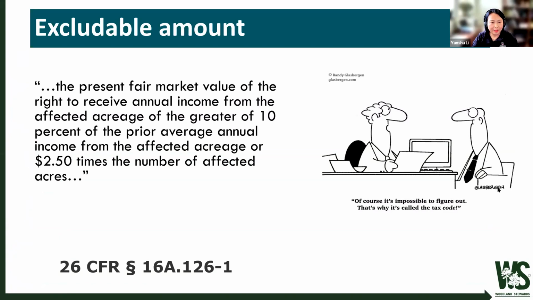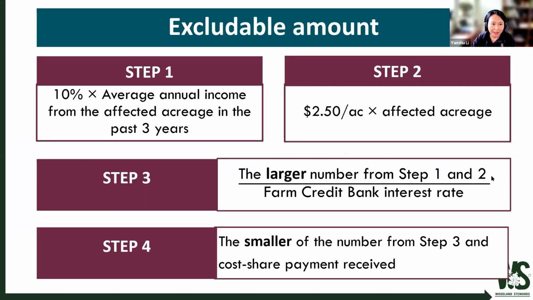And even though you're eligible to exclude, it's not like the full amount of the payment can be excluded. There is a formula. You can only exclude part, or sometimes the full amount, of the cost share payment from your income. This is the way the code says. It's quite confusing, but basically you need to do a calculation following 4 steps.